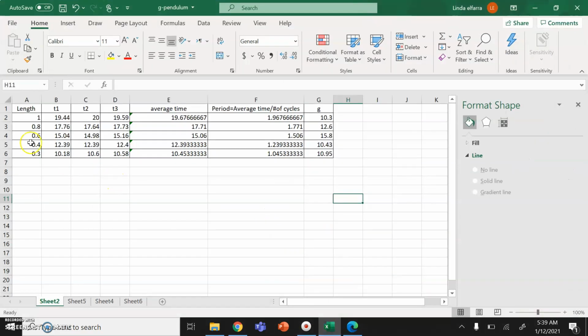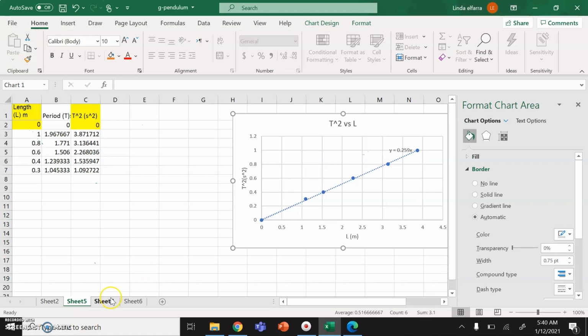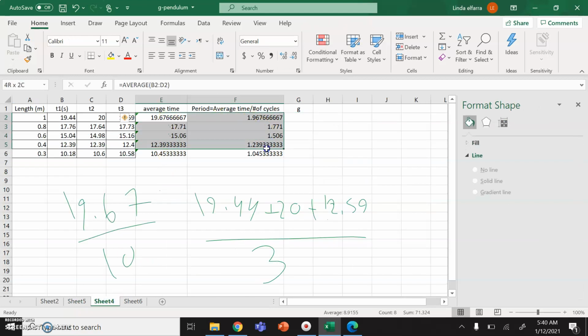I open Excel. I wrote all the lengths and the first time. Now I did this experiment for different times. I got these lengths and times. How can I find the average? Can you do this using your normal calculator? Yes, you can. But Excel makes it easier to do the calculation at once. So I'll show you how I did it here.